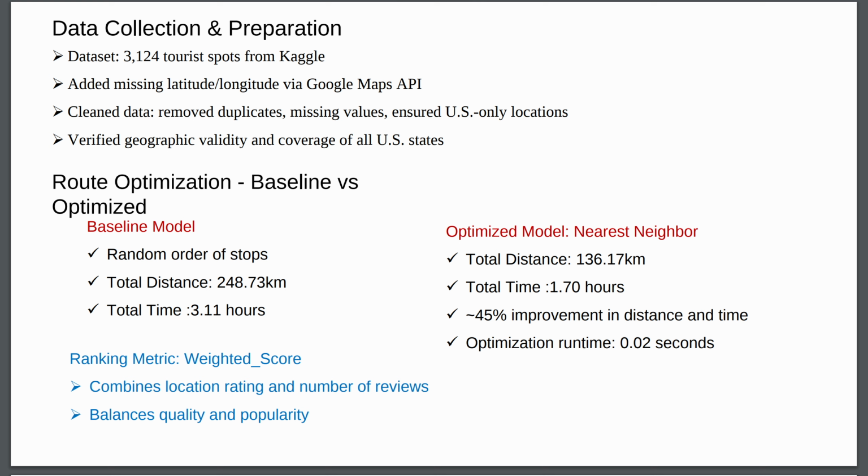To improve upon this, an optimization strategy was applied using the nearest neighbor algorithm, which iterates through the top N locations and selects the closest unvisited location to the current point. This efficiently constructs a route, minimizing overall travel distance.